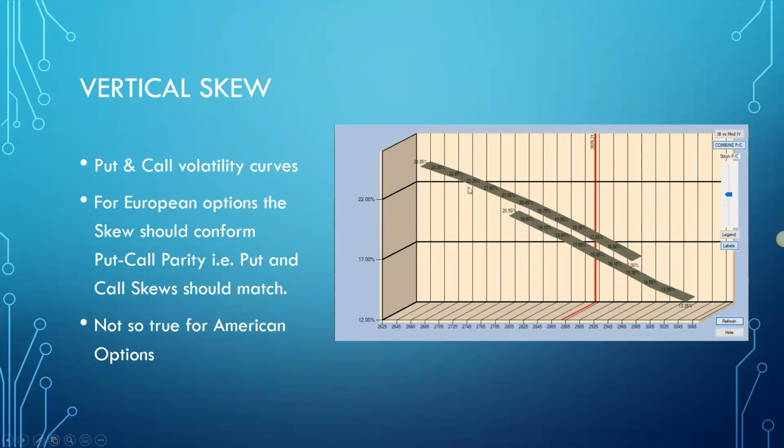Here I plot, and my program allows for combining put and call skew curves or plot them separately. But because of put-call parity, and that's why you can stitch the two curves, the IV on both sides should be more or less the same. Again, because of the important condition of no arbitrage. So this is a typical put skew.